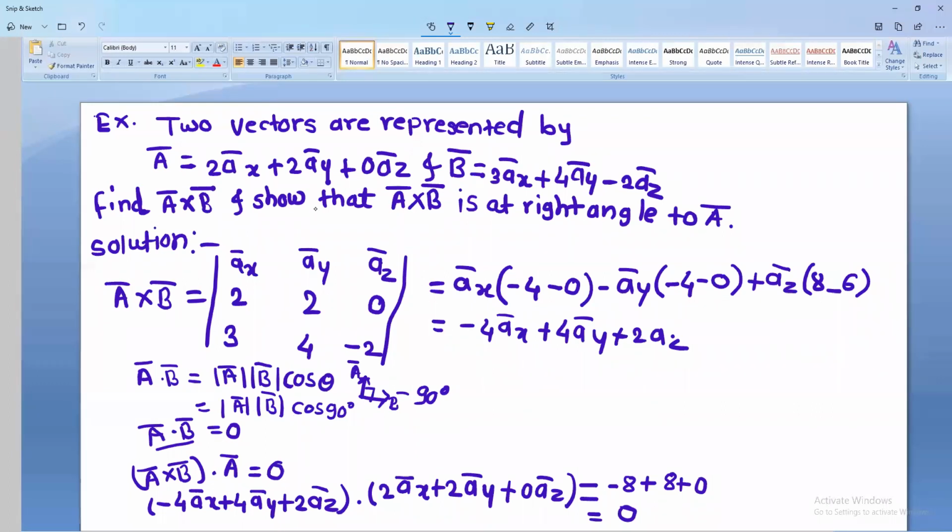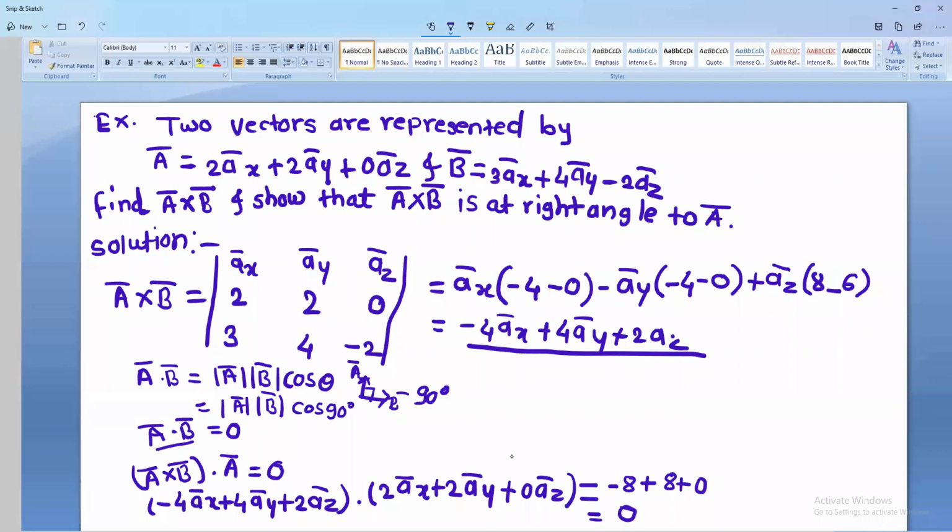Now the question asked is, show that a bar cross b bar is at right angle to a bar. So if we consider a bar cross b bar dot a bar, their dot product must be 0, then and only then are these two vectors at right angle to each other. Now a bar cross b bar, we have this as a vector, dot a bar. Now take the dot product. Always remember, dot product is a scalar quantity.